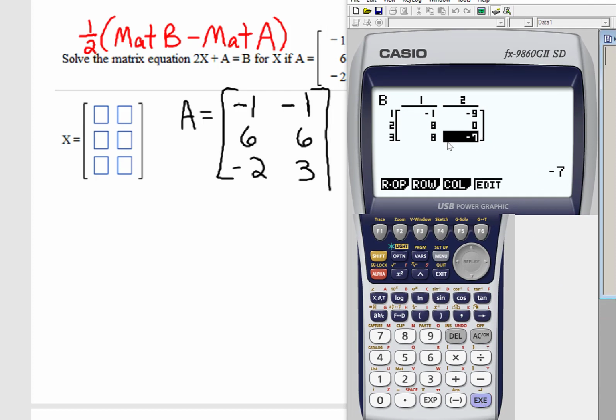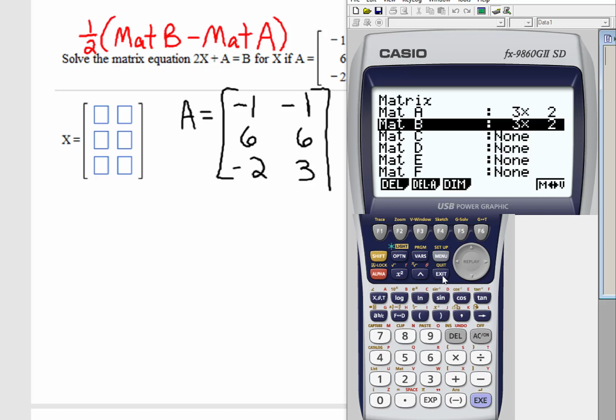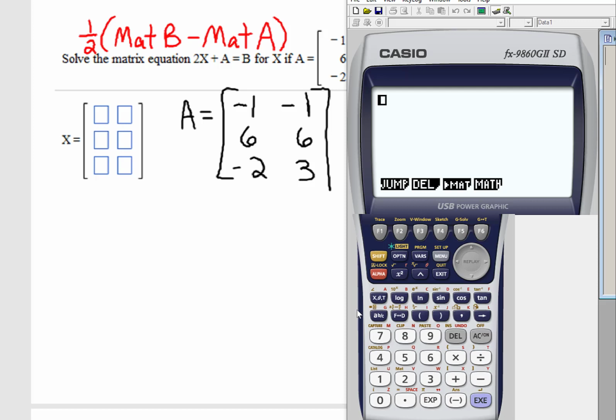Also, if your last value is a 0, so you already had a 0 there before you start entering your values, just understand that you have to press execute before you exit out. I've run into that where I'm like, why won't it let me exit? So exit out all the way to the beginning.